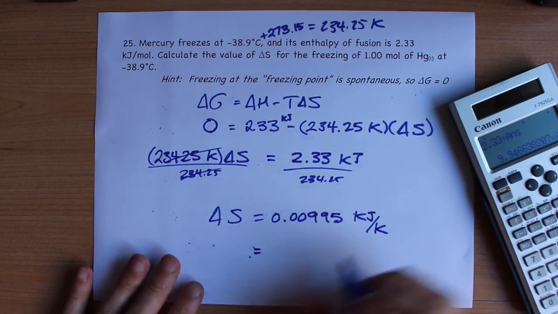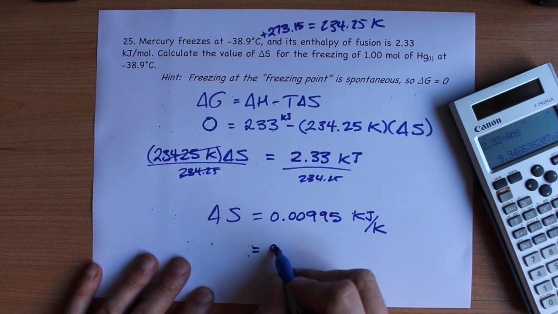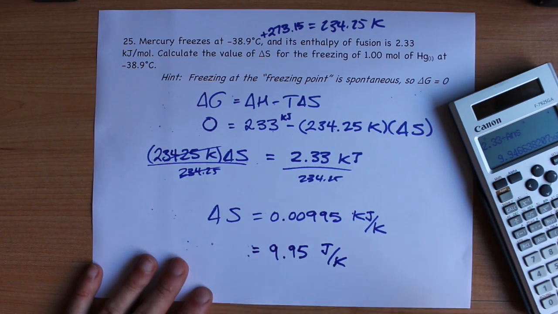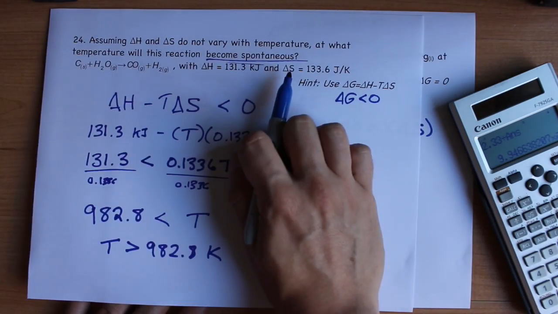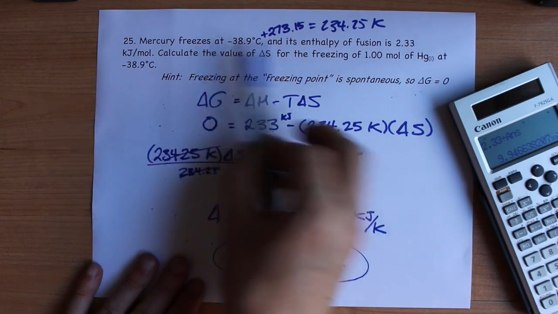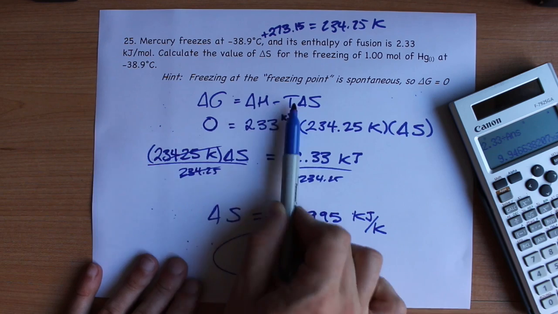And I'm going to convert this to joules by multiplying by 1,000. It's 9.95 joules per Kelvin. That is the standard unit for entropy. And we calculated it here by being given all the other information we needed, including delta G, delta H, and T.